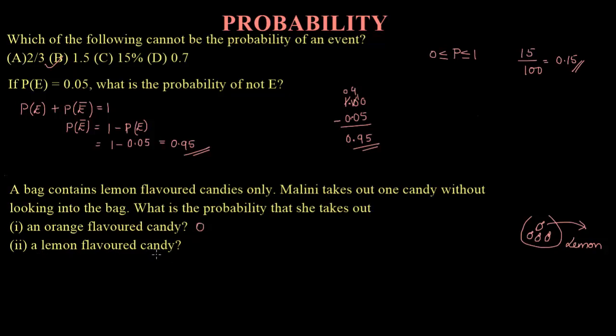Then a lemon flavor candy. The bag contains only lemon flavor candies, so whatever she takes out, it will be 100%. The chance of getting a lemon flavor candy is 100%. It can be only lemon, right? So it is only lemon inside the bag. So the chance of getting a lemon flavor candy out of the bag is 100%. So the probability of any sure or certain event is always 1. So this is 0 and this is 1.